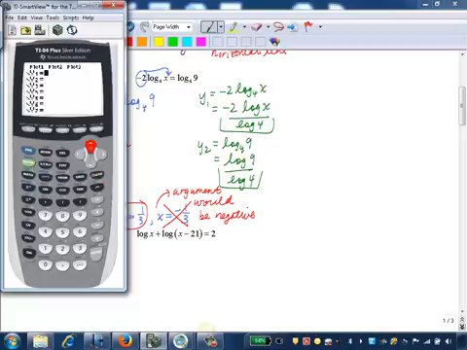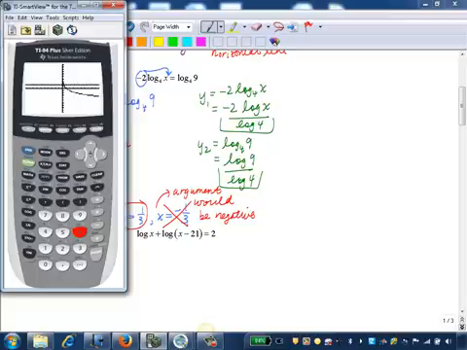Okay, so the first one, -2 times log x, and then divided by log 4. And then our second equation, we want log 9 divided by log 4. So I'll graph here on a standard viewing window, zoom standard first, and see if we can get a good shape here. There's one of the ramp shapes, or that is the ramp shape. And there's that horizontal line.